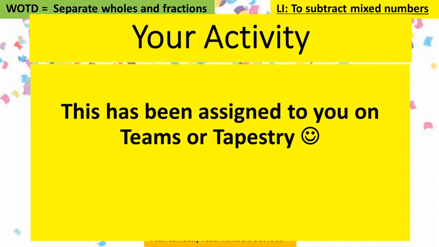Okay, so your activity has been assigned to you on Teams, and I've made sure that I've put all the question papers with answers on Tapestry. So if you can print it more easily from there, then please feel free to do that. Just remember to make those denominators the same, and that you can use those number lines to work backwards if you find that easier. So you might find that easier to do your working out, and I imagine some of the questions have got those in them too.